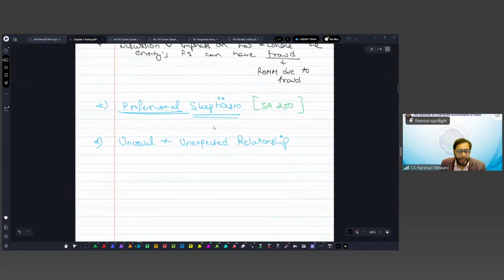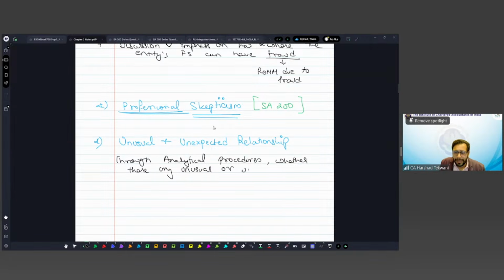relationships. So I will try to identify, through analytical procedures, whether there are any unusual or unexpected relationships. When I talk about relationships, these are the correlations between the data. You can say correlation within information.